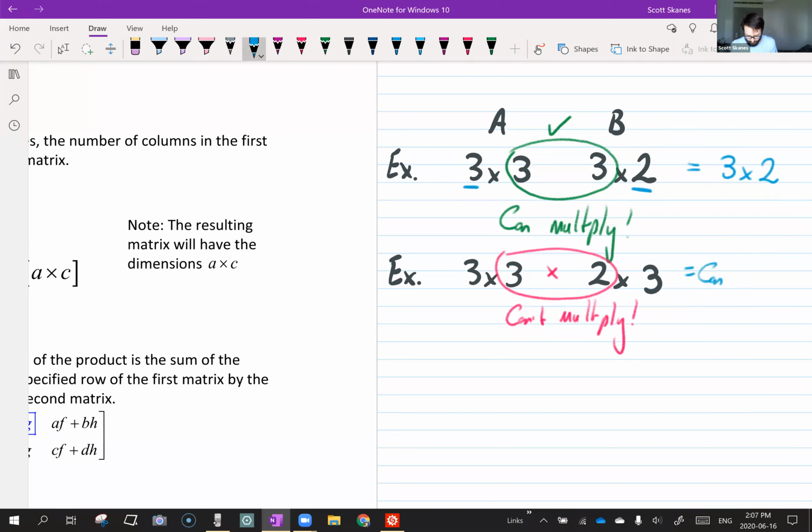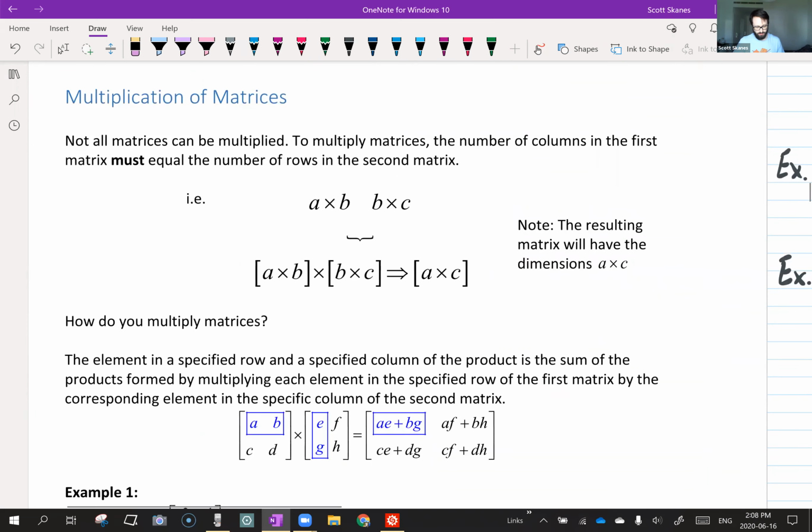Can't multiply. All right, this is the big idea. You check those dimensions. If they're the same, you can multiply. If they're not the same, you're not allowed to multiply. That's what it's trying to say here, okay? When it says not all matrices can be multiplied, the number of columns in the first matrix must equal the number of rows in the second matrix.